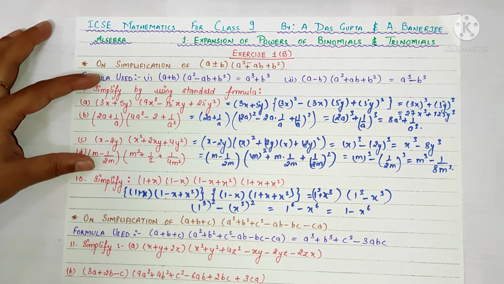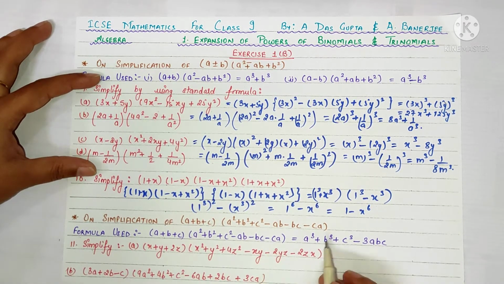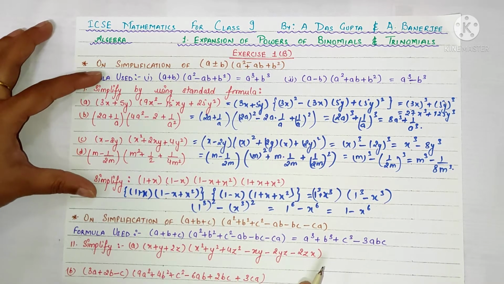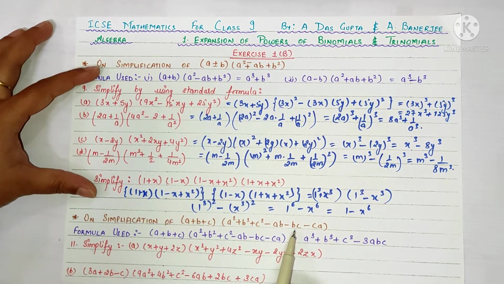Next is on simplification of (a plus b plus c) into (a square plus b square plus c square minus ab minus bc minus ca). So hence we get the formula for this as a cube plus b cube plus c cube minus 3abc. So we need to simplify this. So we'll make this formula as such we get to get this. So (x plus y plus 2z) into (x square plus y square plus 4z square minus xy minus 2yz minus 2zx).